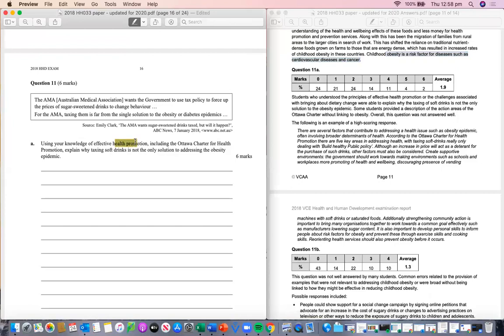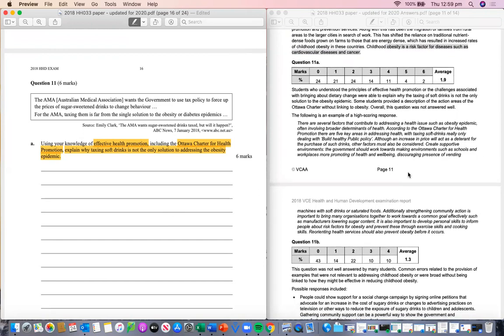So you're looking at effective health promotion. You've got to include the Ottawa Charter for Health Promotion and explain why taxing soft drinks is not the only solution. That's where you're looking, to get you 6 marks. So you're going to use effective health promotion and the Ottawa Charter, and explain how this is not the only resolution for the obesity epidemic. So 3 marks each, I would say, for that.